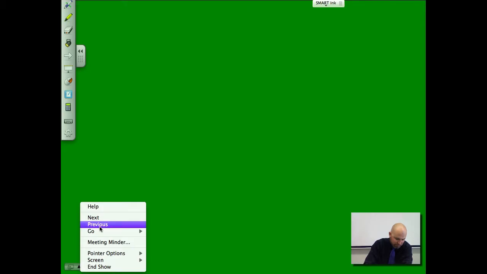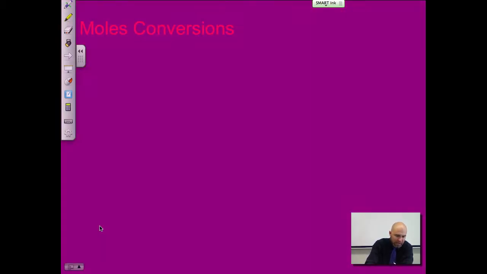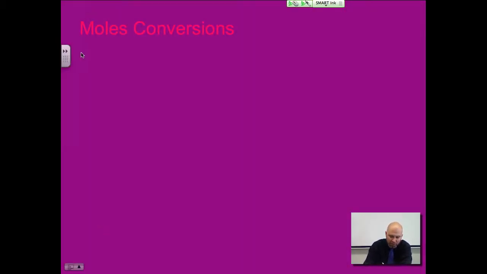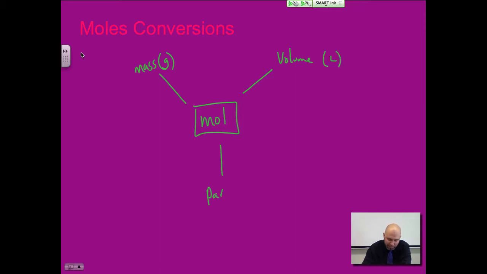So mole conversions. You remember from last unit, hopefully, that we can convert between moles and mass in grams, volume in liters, and particles. And of course that could be molecules, atoms, formula units.